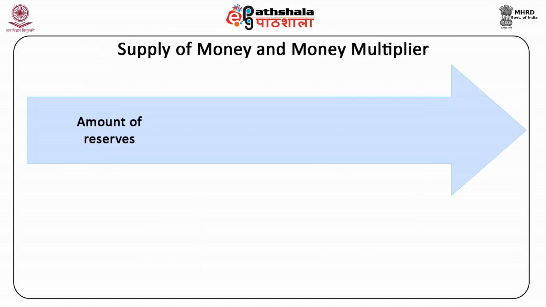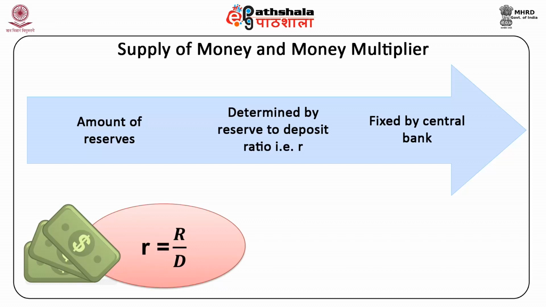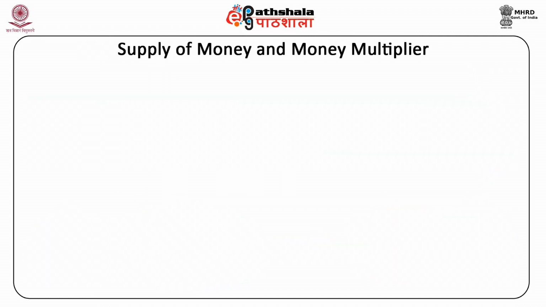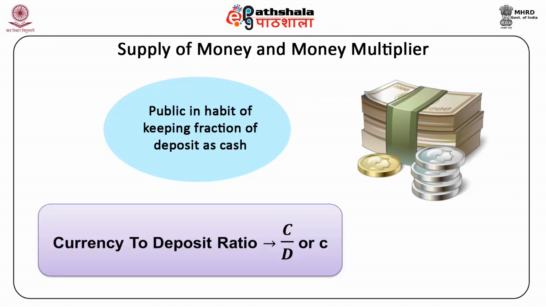The amount of reserves is determined by the reserve to deposit ratio as fixed by the central bank. Let it be written as R by D or small r. Thus, R is equal to small r into D. Let us also assume that the public is in the habit of keeping a fraction of deposits in cash form. This currency to deposit ratio can be written as C by D or small c. Thus, C is equal to small c into D.